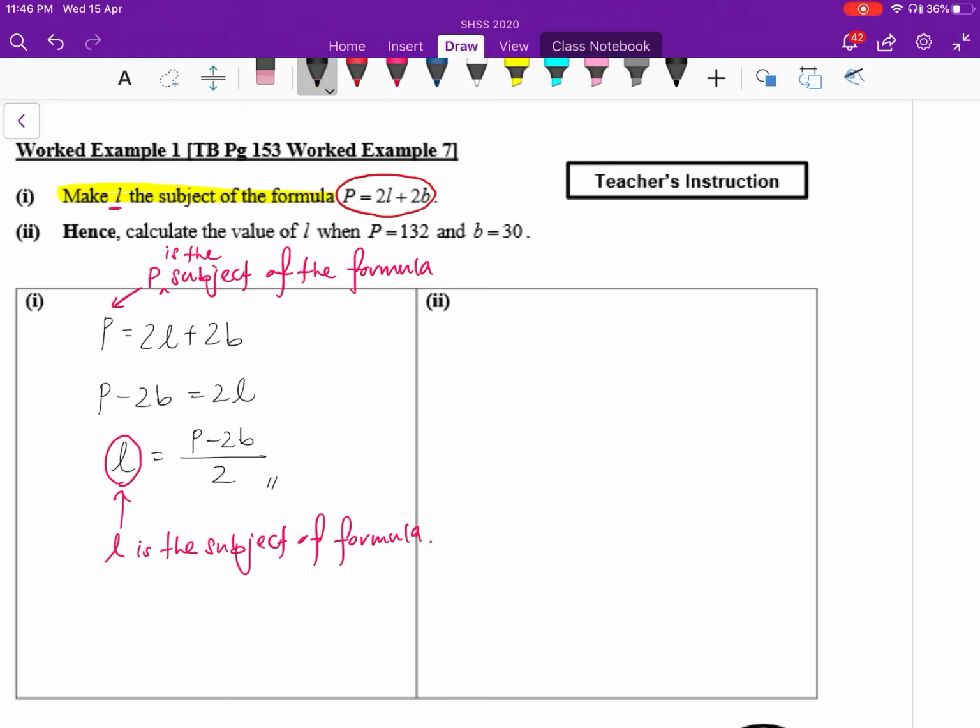Now let's take a look at part 2. Hence, calculate the value of L when P equals 132 and B equals 30. So, very simple. Just substitute P is 132 and B is 30. Press my calculator and we are done. 132 minus 60 and we just divide by 2. That is 36. And we are done with work example 1.